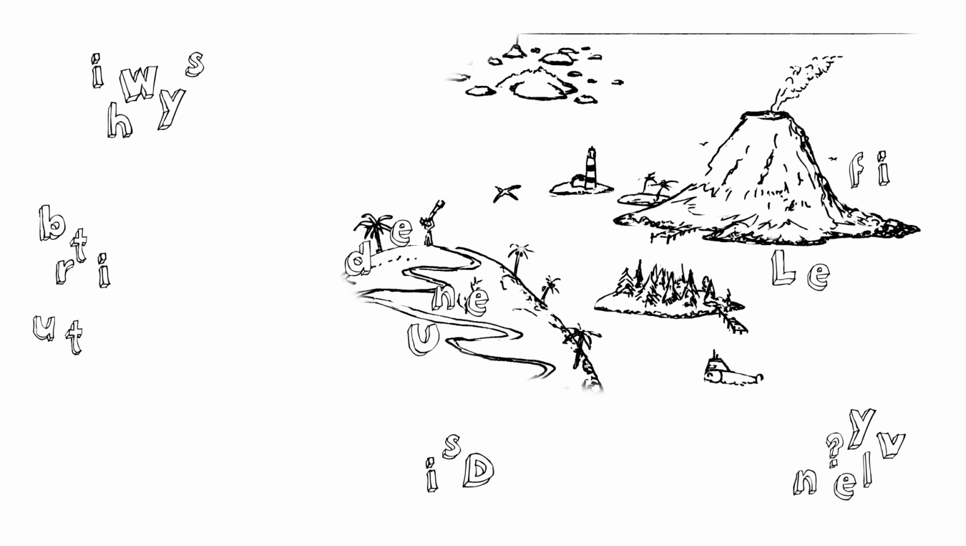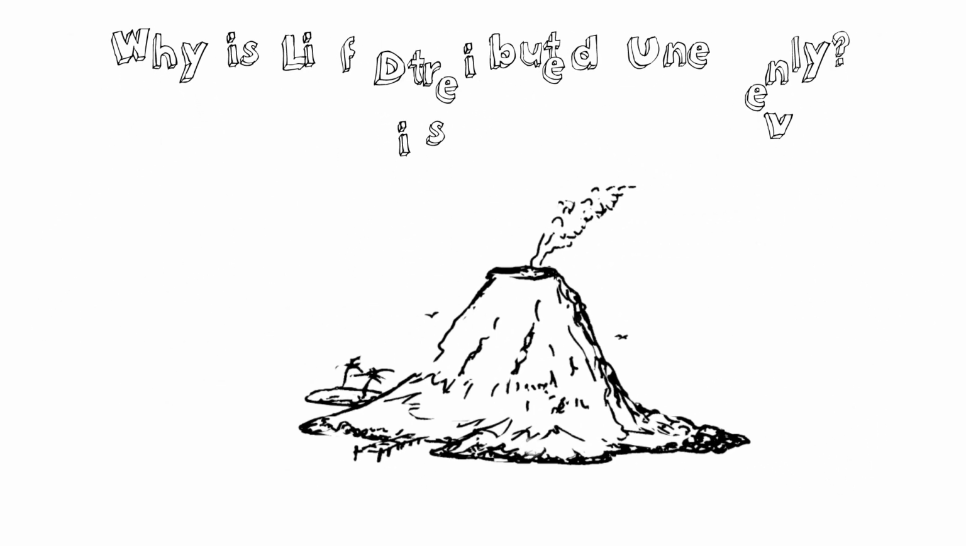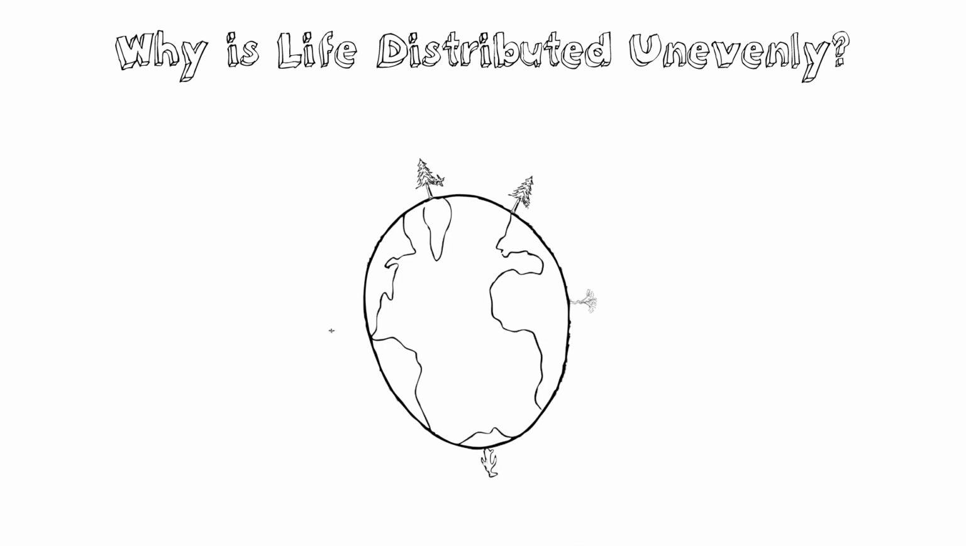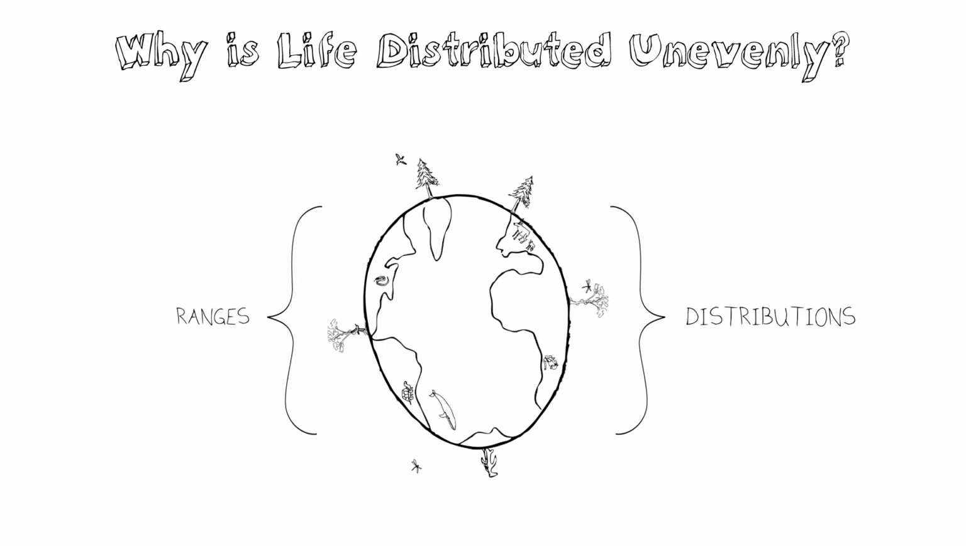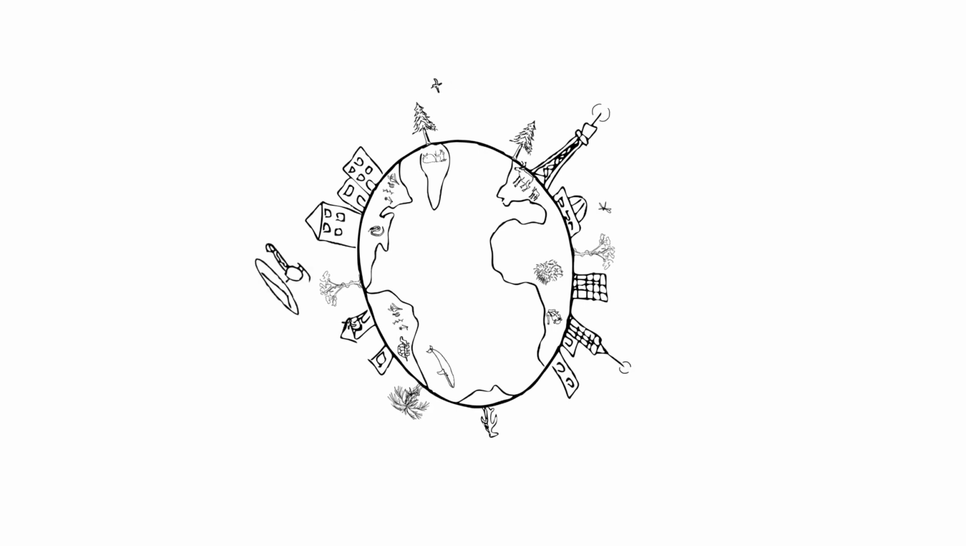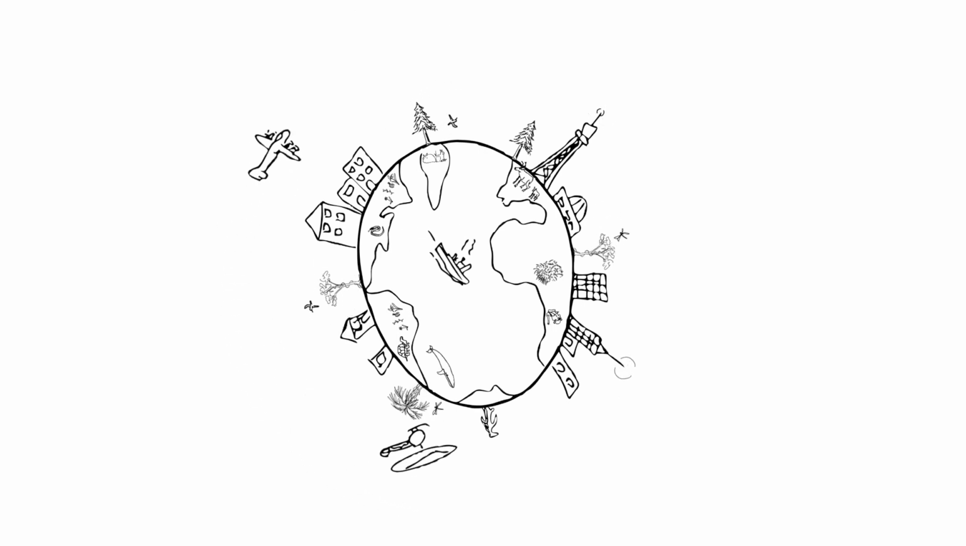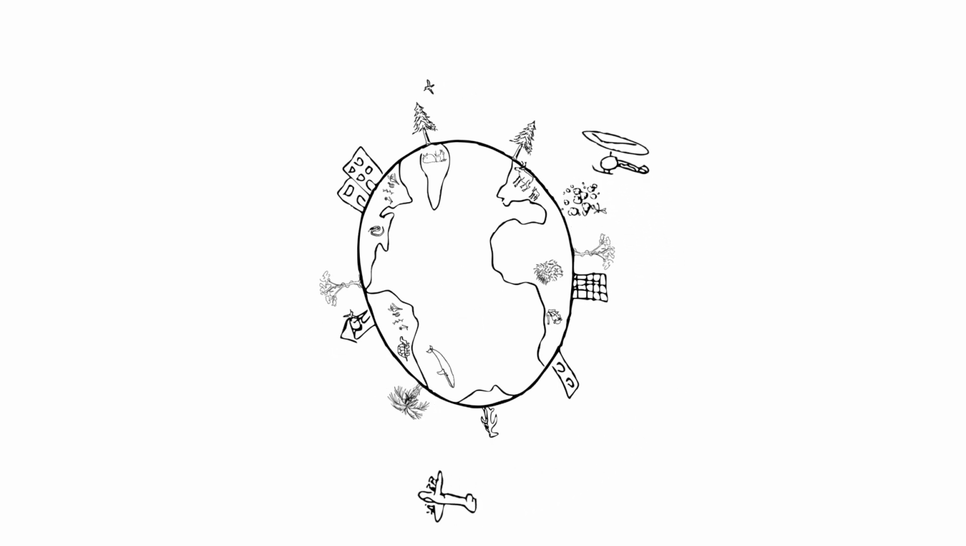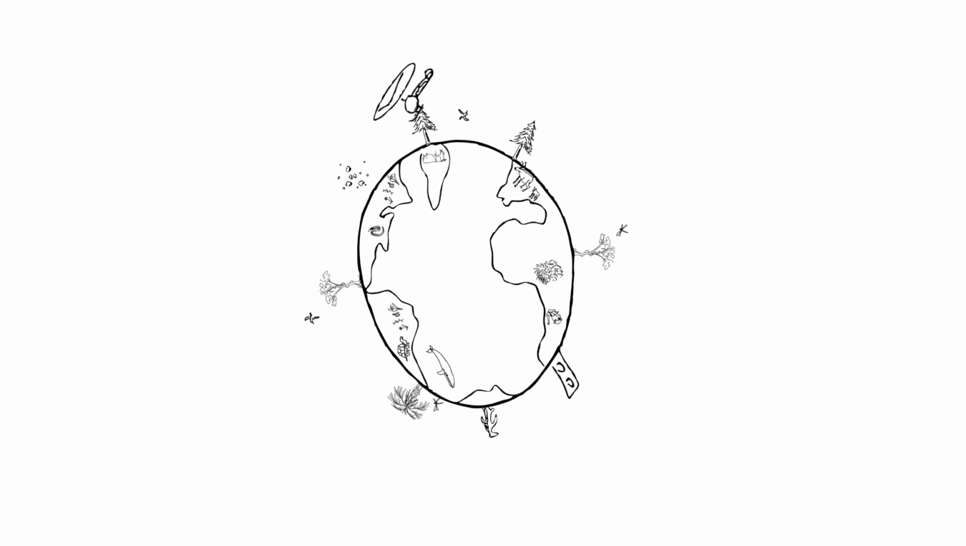Let's talk about some of the factors that contribute to the uneven distributions of life on Earth. Why do different organisms have different ranges and different distributions? First, let's imagine the planet without humans. What factors would govern where you find different kinds of life on Earth without our influence?